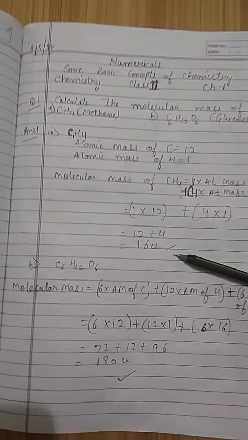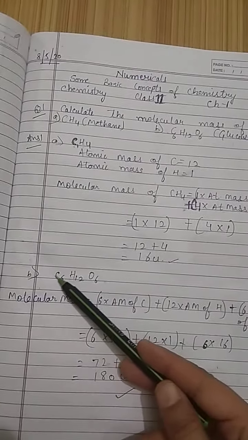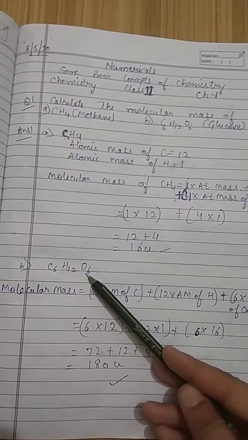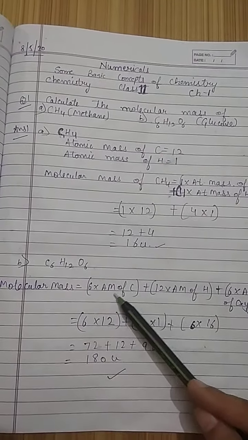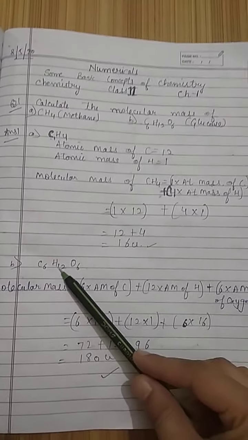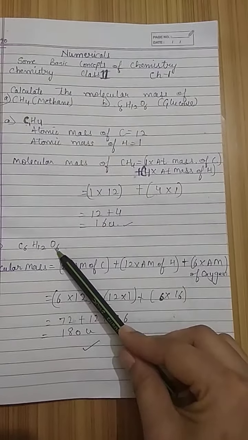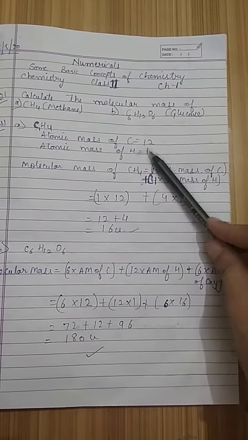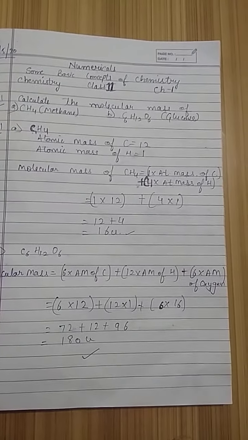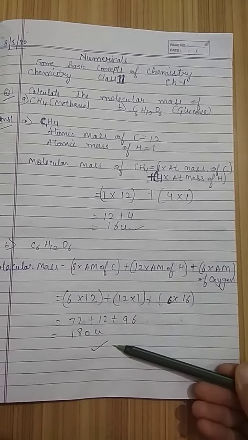Now for the second part, it is glucose, C6H12O6. What will be its molecular mass? Here we should know the atomic mass of carbon, hydrogen, and oxygen. Number of carbon is 6, so 6 into atomic mass of 1 carbon, plus number of hydrogen is 12 into atomic mass of 1 hydrogen, plus oxygen is 6 into atomic mass of oxygen. We know atomic mass of carbon is 12, of hydrogen is 1, and that of oxygen it is 16. We'll substitute the values over here and the answer will be 180 u.